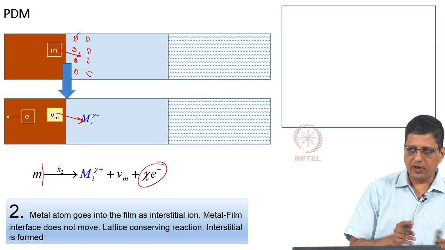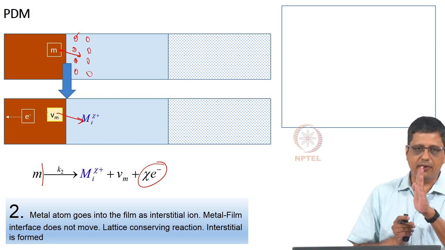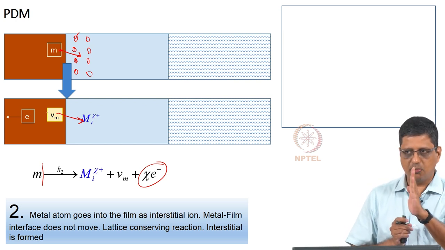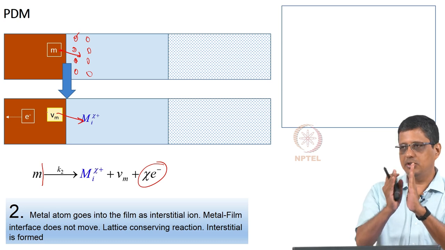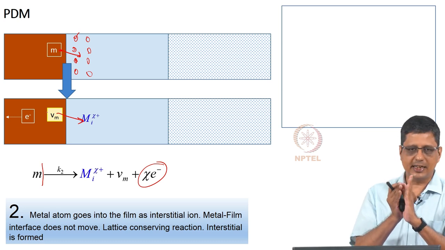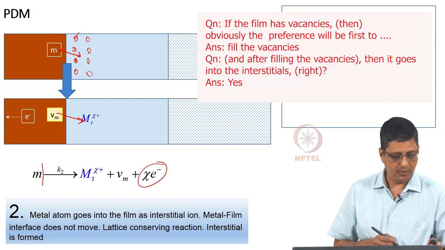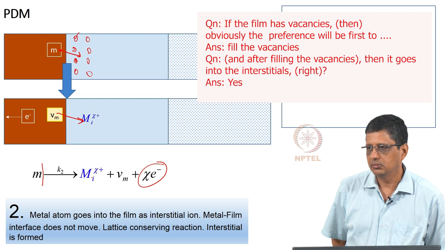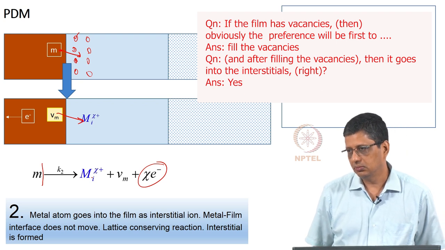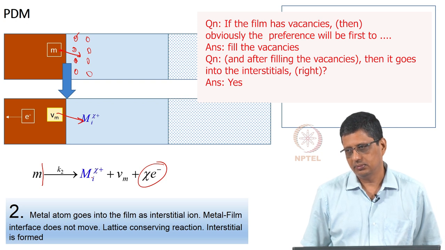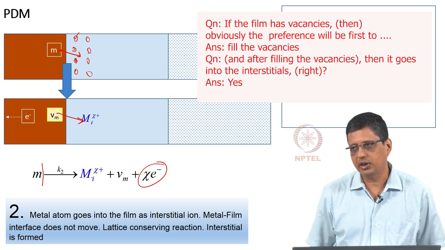Again, the vacancies that are formed on the metal side are consumed quickly. Therefore, the metal remains as one block on the left side, and the film also remains on the right side. It is a lattice conserving equation, and of course, we call the rate constant K2. So, sir, if the film has vacancies, obviously the preference will be first to fill the vacancies, then it goes into the interstitial. Yes, at least that's what I would guess.